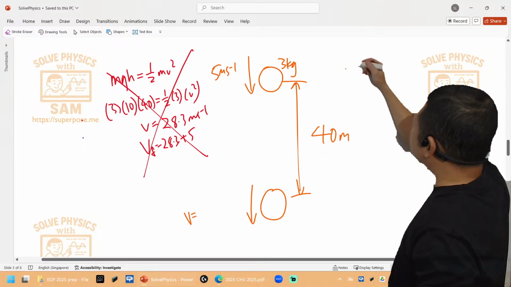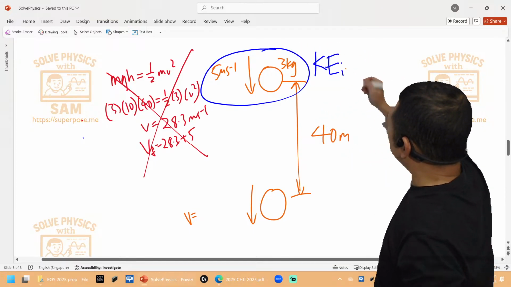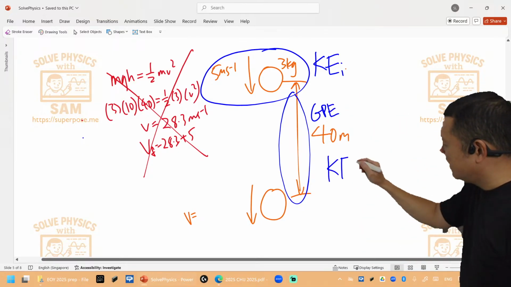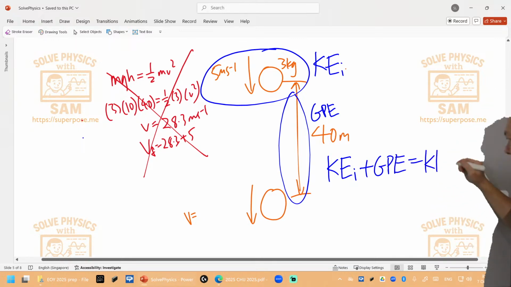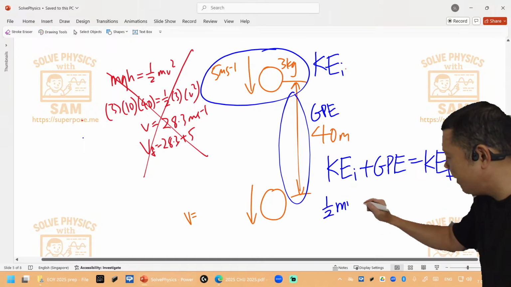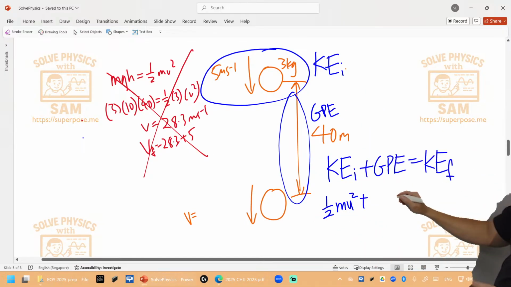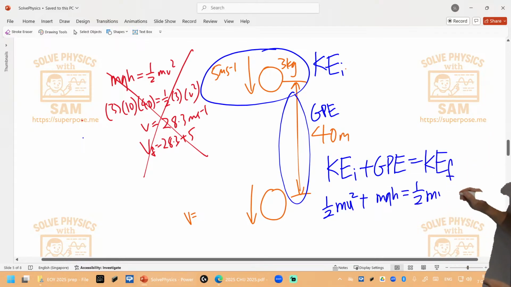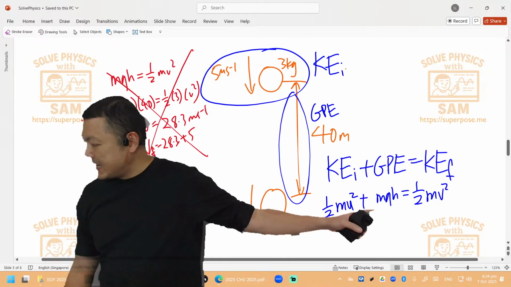What you need to do is, okay, this is the initial KE. KE initial. This is the GPE. So what happens is that the initial KE plus the GPE will give you the final KE. So you have half mu squared plus the GPE change to KE, right? So plus the GPE mgh equals the final KE half mv squared. All right, so take note that it has to be done this way.